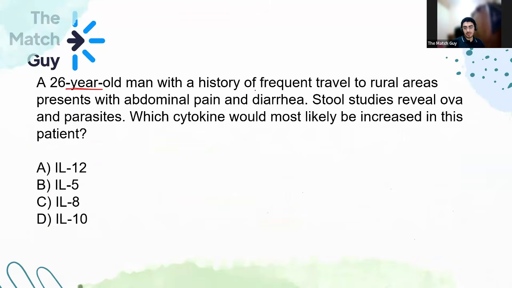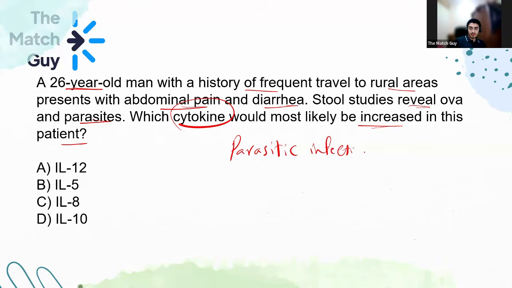A 26-year-old man with a history of frequent travel to rural areas presents with abdominal pain and diarrhea. Stool studies reveal ova and parasites. Which cytokine would most likely be increased in this patient? Amazing, guys. You guys are very smart. So here, this patient has a parasitic infection. And how can the body fight the parasites, guys? We fight the parasite by secreting eosinophils.